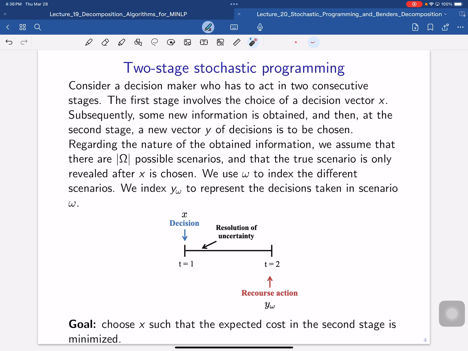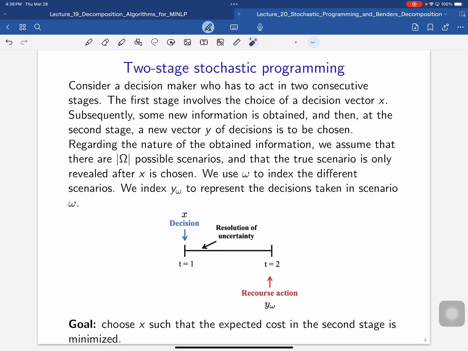And then some uncertainty will be realized. You can think about these uncertainties as some unknown parameters. When you make decisions x, you don't know those unknown parameters. But once you make those decisions, you know the unknown parameters. Right? We will show you an application of what those unknown parameters can be in the next slide. And then depending on the resolution of these uncertain parameters, you will take the so-called stage 2 decisions, denoted by y omega. Right? Then for different realizations of these uncertain parameters, you will take different stage 2 decisions.